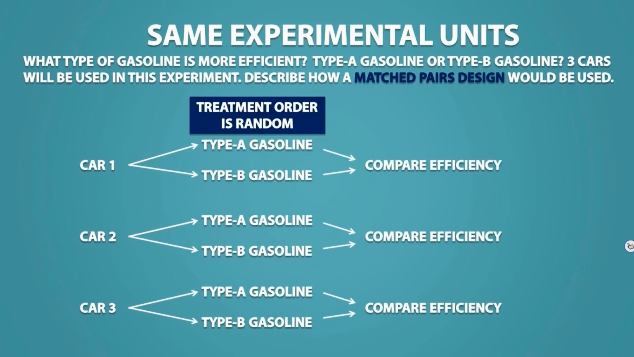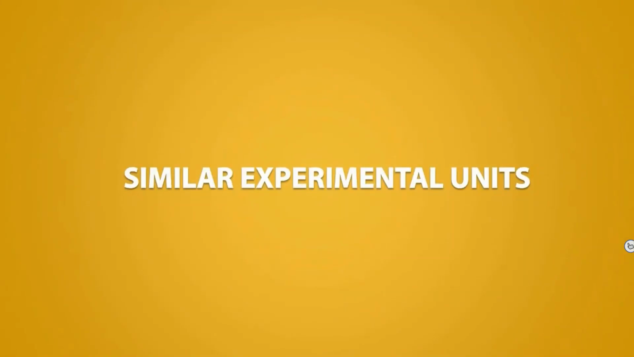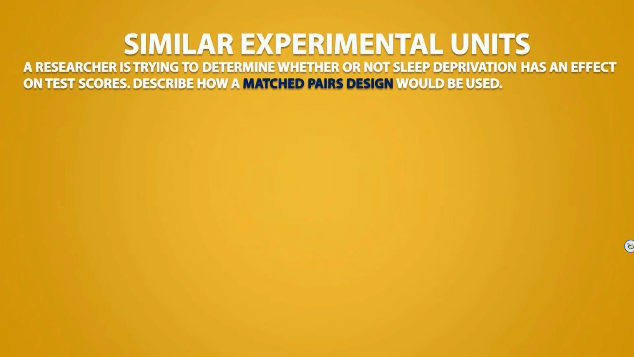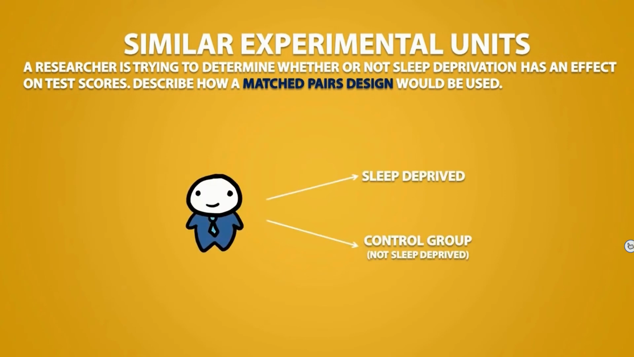There are cases when we can't use the same experimental units for a matched pairs design, and we would have to use similar experimental units. For example, a researcher is trying to determine whether or not sleep deprivation has an effect on test scores. Describe how a matched pairs design would be used. Well, we could try giving both treatments to the same experimental units, like we did in the other example. In other words, we could have the same person write the test on 2 different days, one being sleep deprived and the other with sufficient sleep. The problem with this is that we can't have the same subject write the same test because they would know what's on the exam when they read it the second time, so that would be kind of unfair.